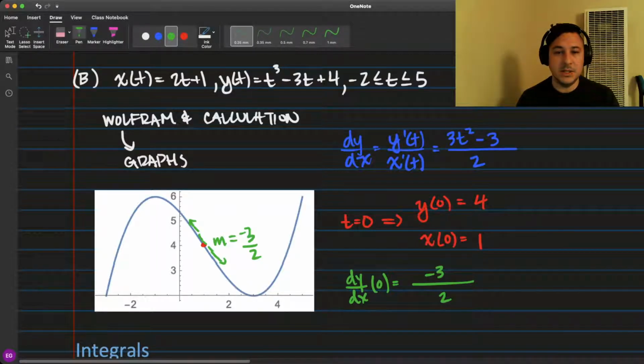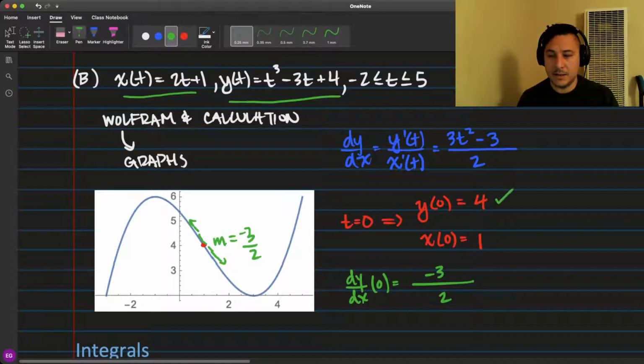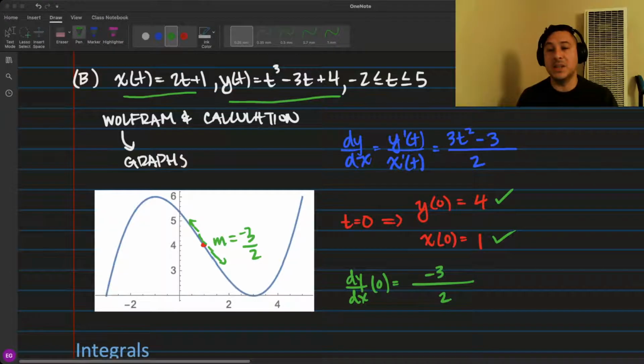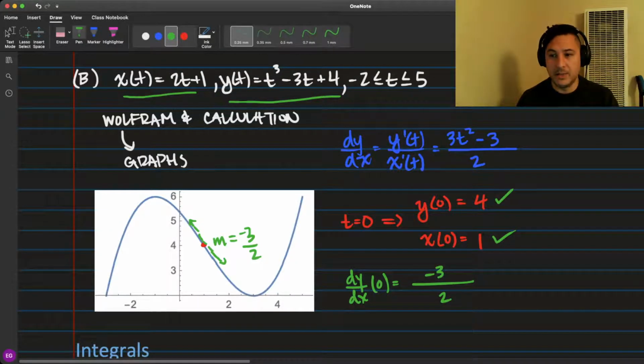I plugged it into my x of t and my y of t. Right, that's what I'm doing right here. No. Because to get the point, you have to plug it into the original equations, not the derivatives, right? You don't want to plug it into y prime of t and x prime of t. You want to plug it into the original x of t and the original y of t.